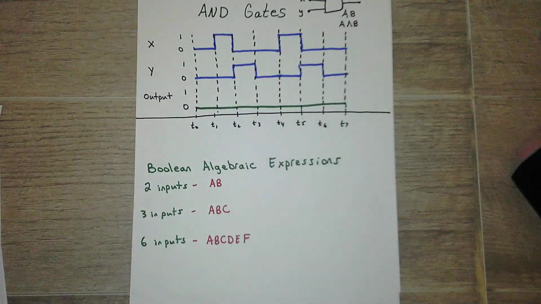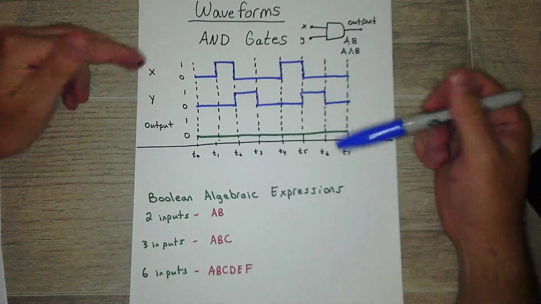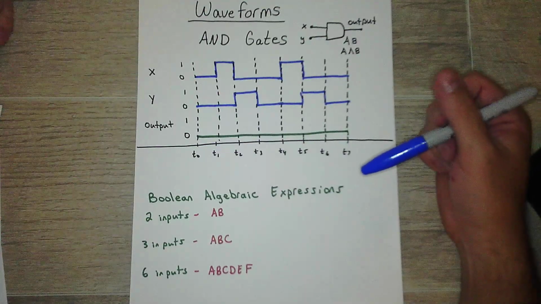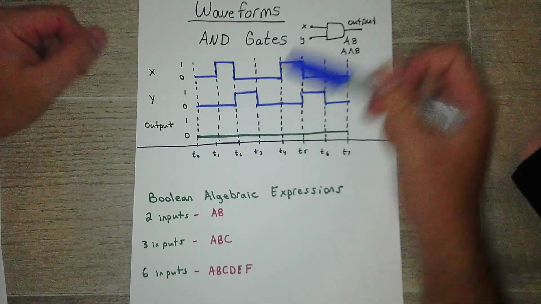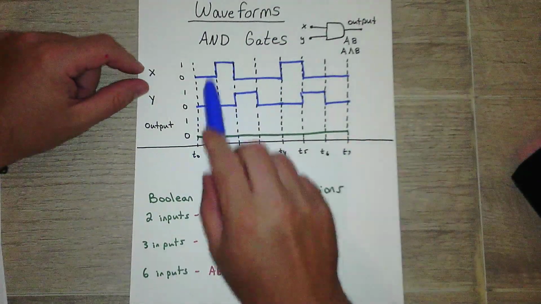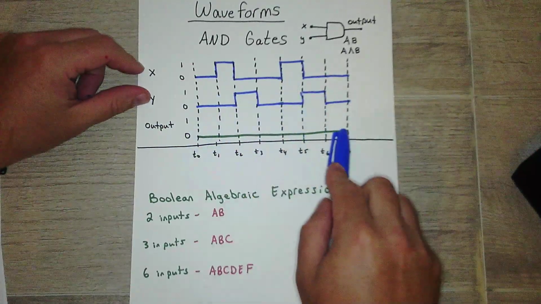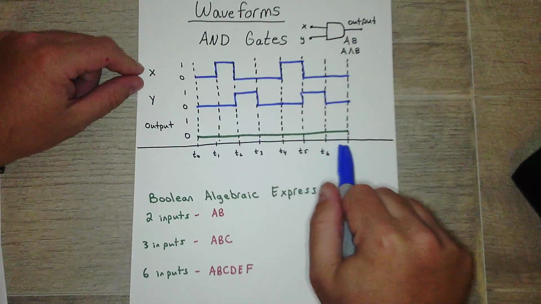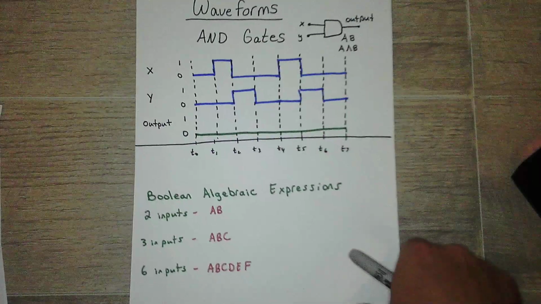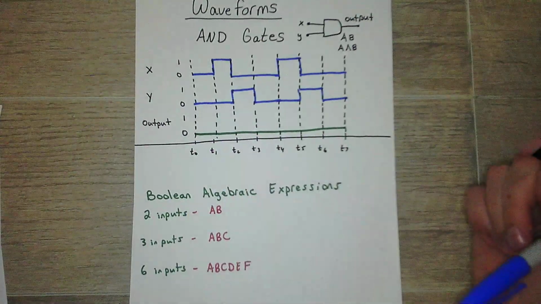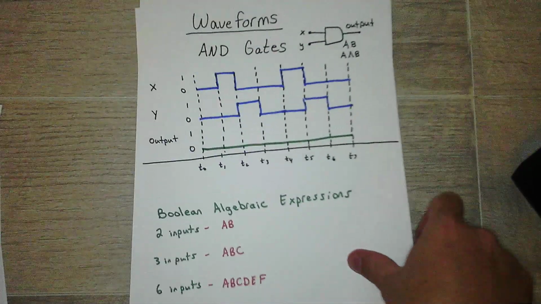And for the AND gate, same idea, except that X and Y both have to be on at the same time. So anywhere X and Y is not on at the same time, the output is off. In this case, there was no instance where X and Y was on at the same time, so the output was completely off. It never came on. And here are some more Boolean expressions that I showed you. No matter how many inputs you have, you just write it all as one multiplication type expression.